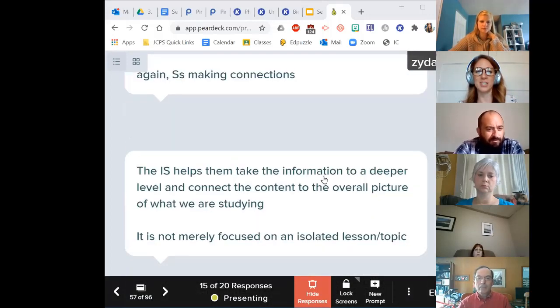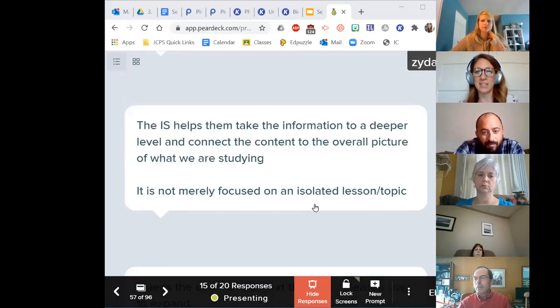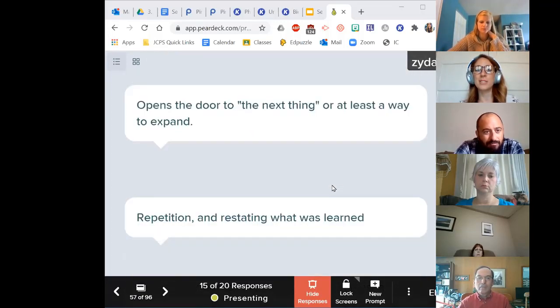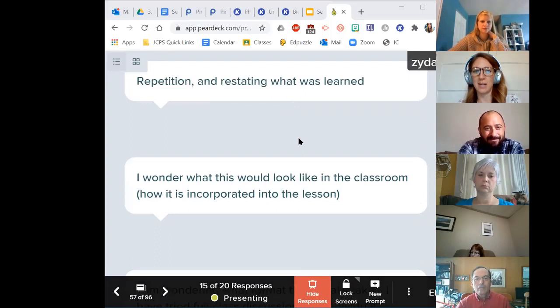Again, students making connections. The "is" helps them take information to a deeper level and connect the content to the overall picture of what we're studying. It is not merely focused on an isolated lesson or topic. It opens the door to the next thing, or at least a way to expand. And if we open that door to the next thing, then whatever that next activity is, we already have more student engagement because they already want to know the next thing. Repetition and restating what was learned.